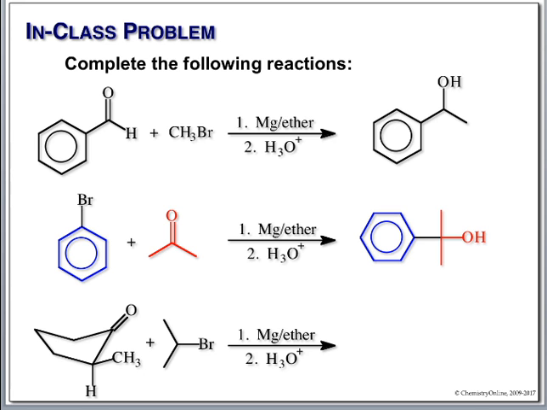This is 2-bromopropane in the presence of magnesium and ether. We're going to make the isopropyl magnesium bromide. That's our Grignard. This carbon will think it's a carbanion. It will attack the carbonyl.